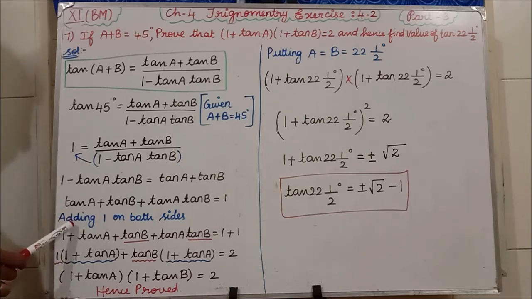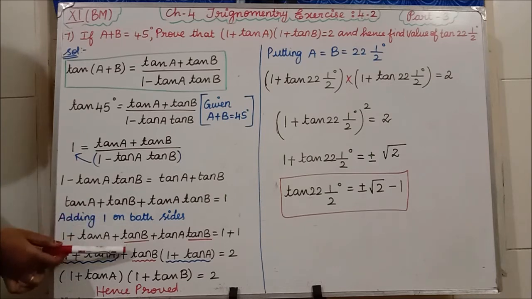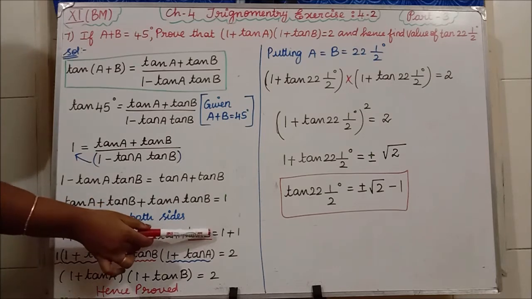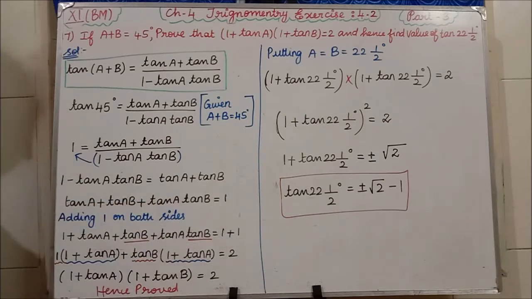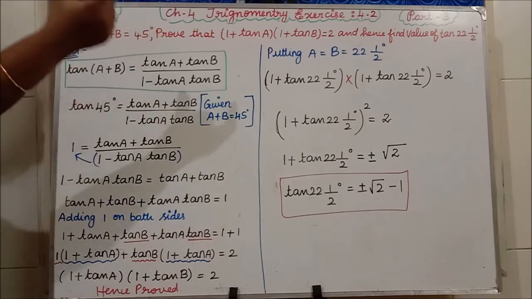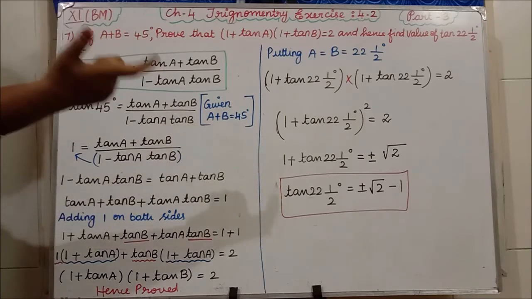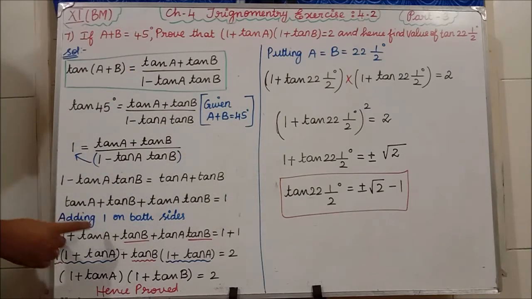So for that I am adding 1 on both sides. On the first itself I am adding here. See, 1 plus tan A plus tan B plus tan A tan B is equal to 1 plus 1. Okay, the next step, we need 1 plus tan A and 1 plus tan B, isn't it? So 1 plus tan A I am writing in the bracket.